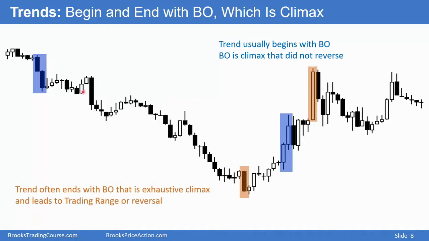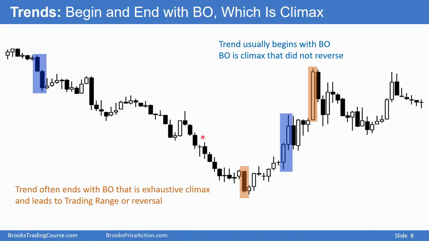Trends often end with a breakout. For example, we have a sell climax here, a breakout, sell climax here, and then another one here. This is an exhaustive sell climax. We reversed up, the gap closed. The gap between this close and this low, that low, it closed with this reversal.